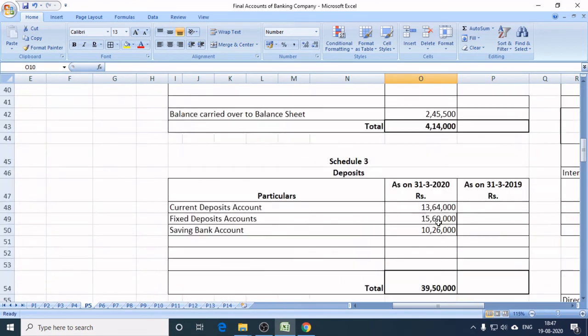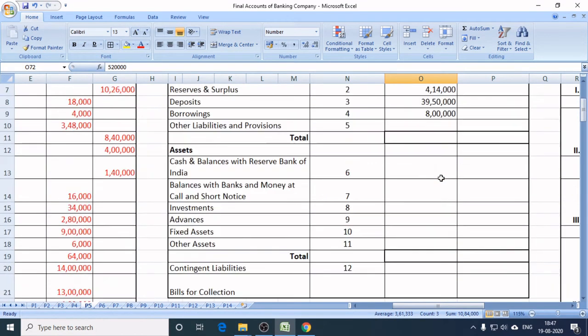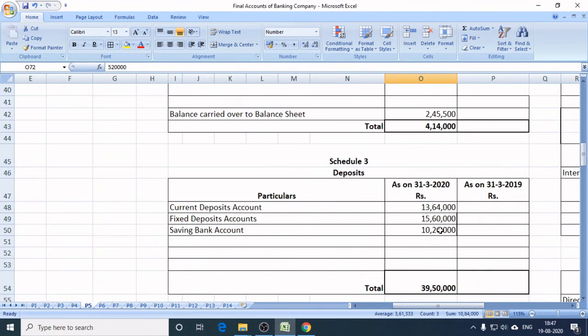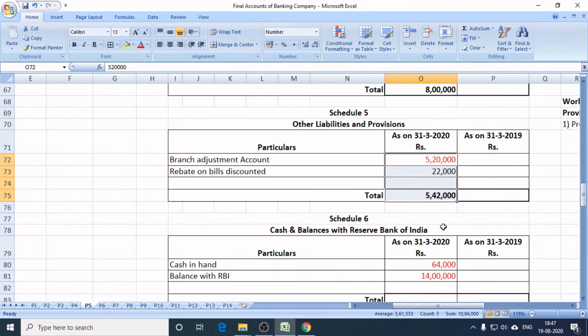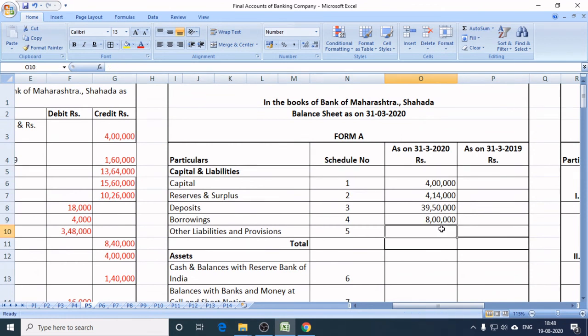And finally other liabilities and provision, the final schedule of liability side, the total is 4 lakh 42,000. Show the summary here. Sorry, 5 lakh 42,000 na? Let me see. Yes, 5 lakh 42,000. Okay. Now let's make addition of all these figures to find out the total liabilities. It is 61 lakh 6,000.